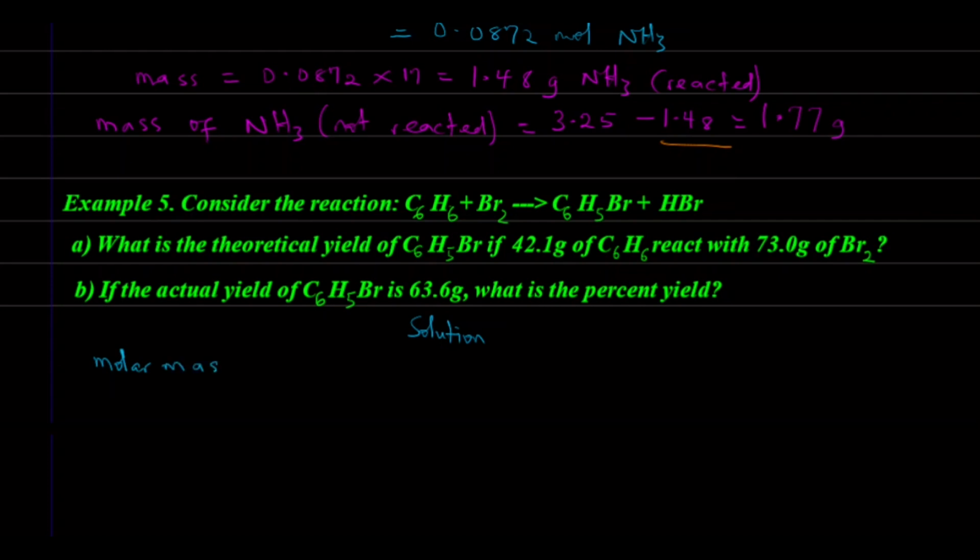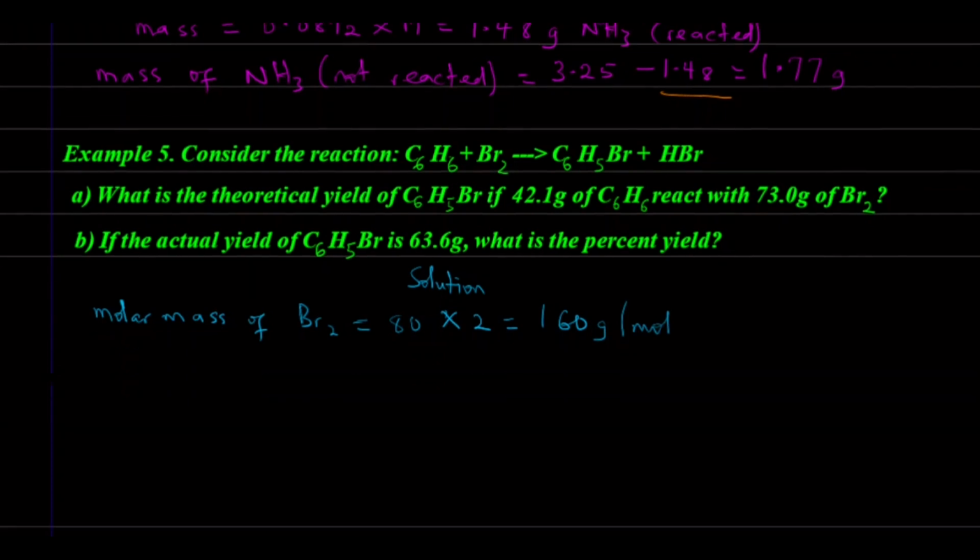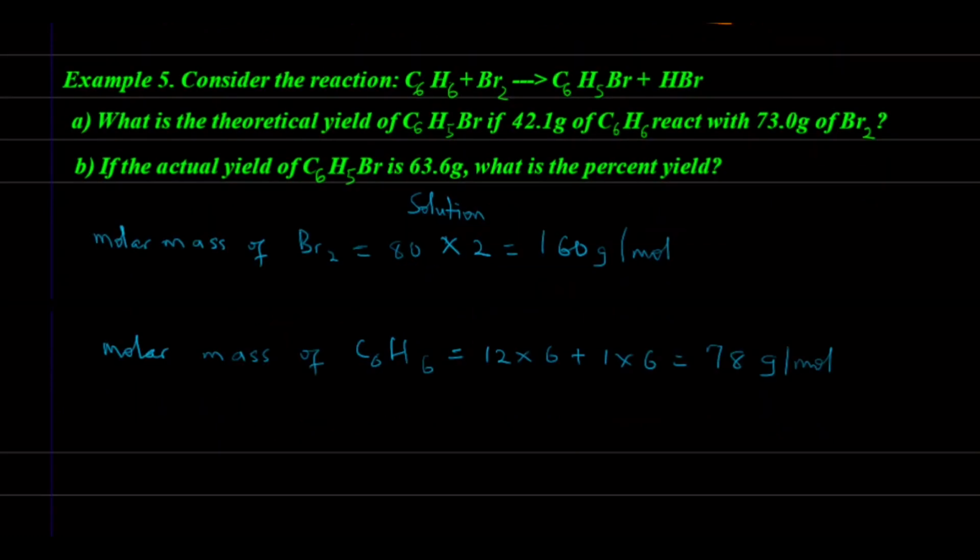Molar mass of Br2, bromine is 80 on approximation, and we have 2 of it, so that will give us 160 gram per mole. Then for the molar mass of the first reactant, which is C6H6, that gives us carbon is 12 times 6 plus hydrogen is 1 times 6, and that should be giving us 78 gram per mole. Now that we have determined the molar masses, let's know their number of moles. Let's take the first reactant to be 1 and the second reactant to be 2.